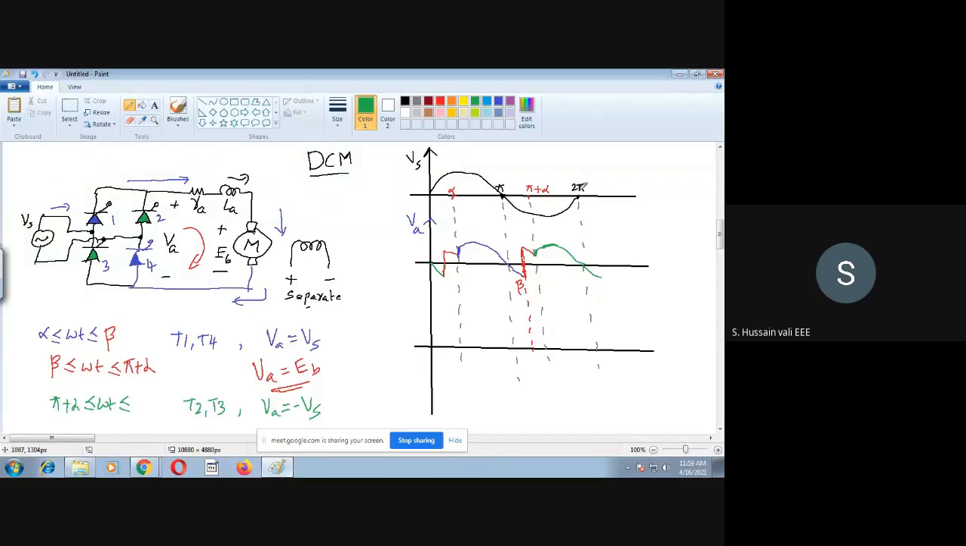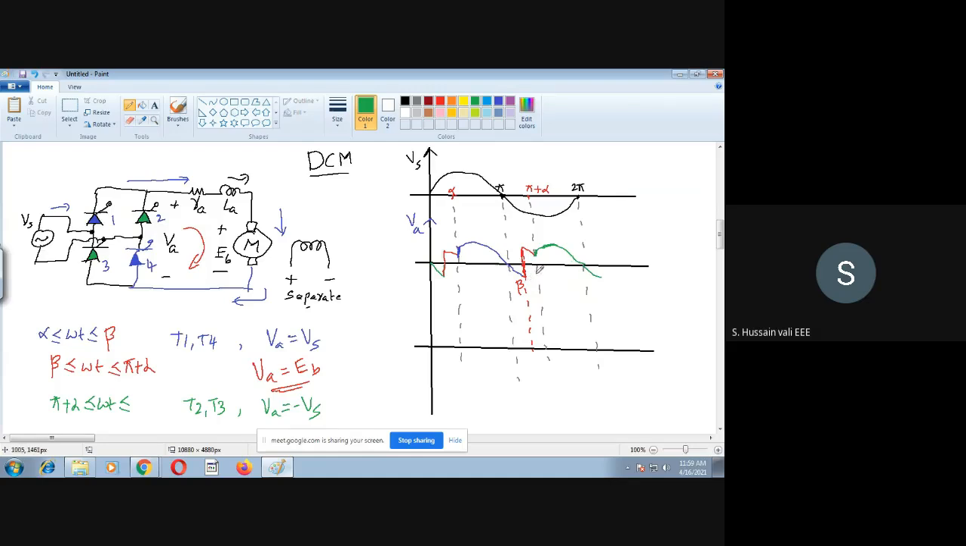One is blue color, that is from alpha to beta. Then another is beta to pi plus alpha, red color. Another is green color, that is from pi plus alpha to 2 pi plus some other angle. The small angle is there, so that the duration is beta. So here the cycle has two parts. One part is from alpha to beta, the other part is beta to pi plus alpha, remaining repeated.